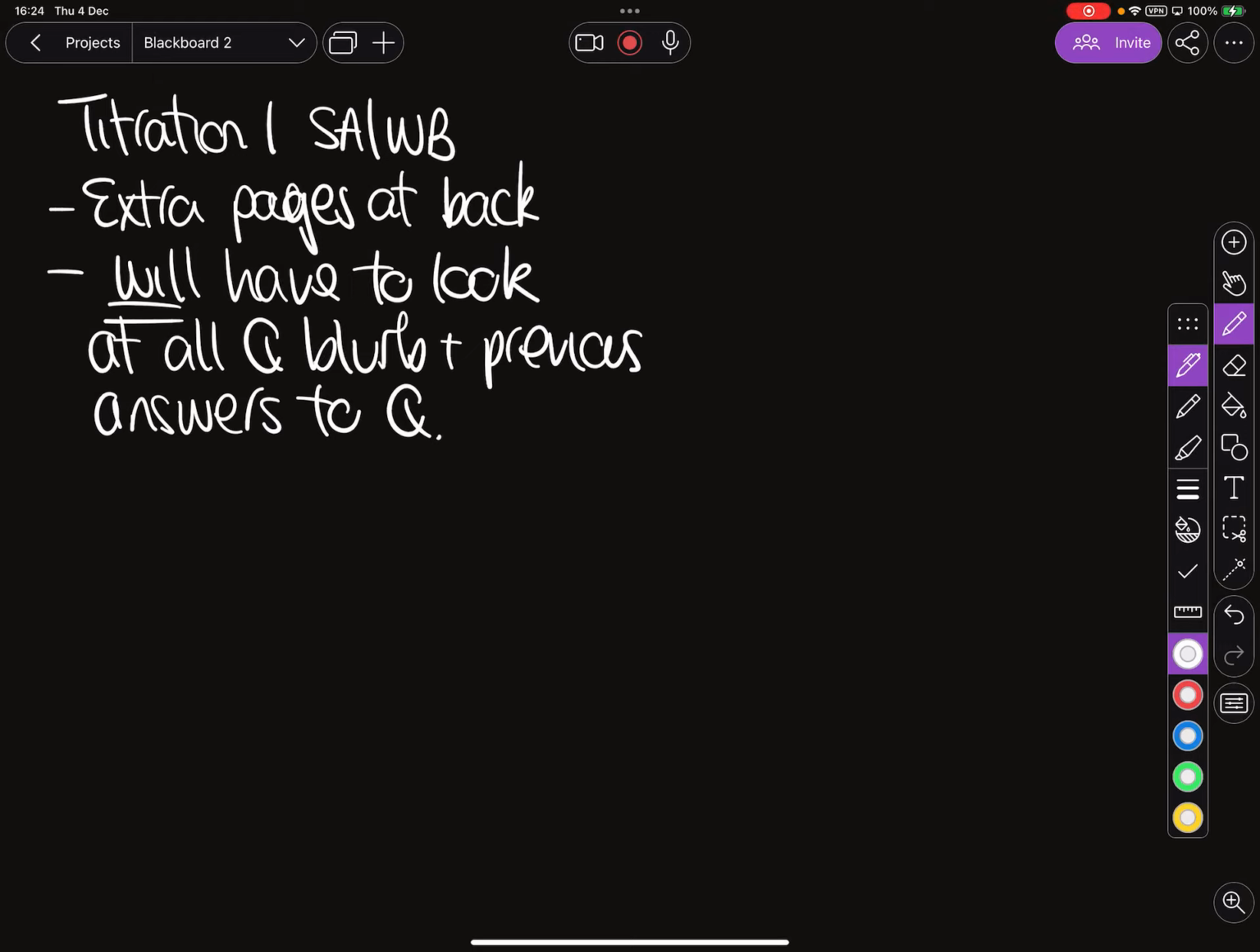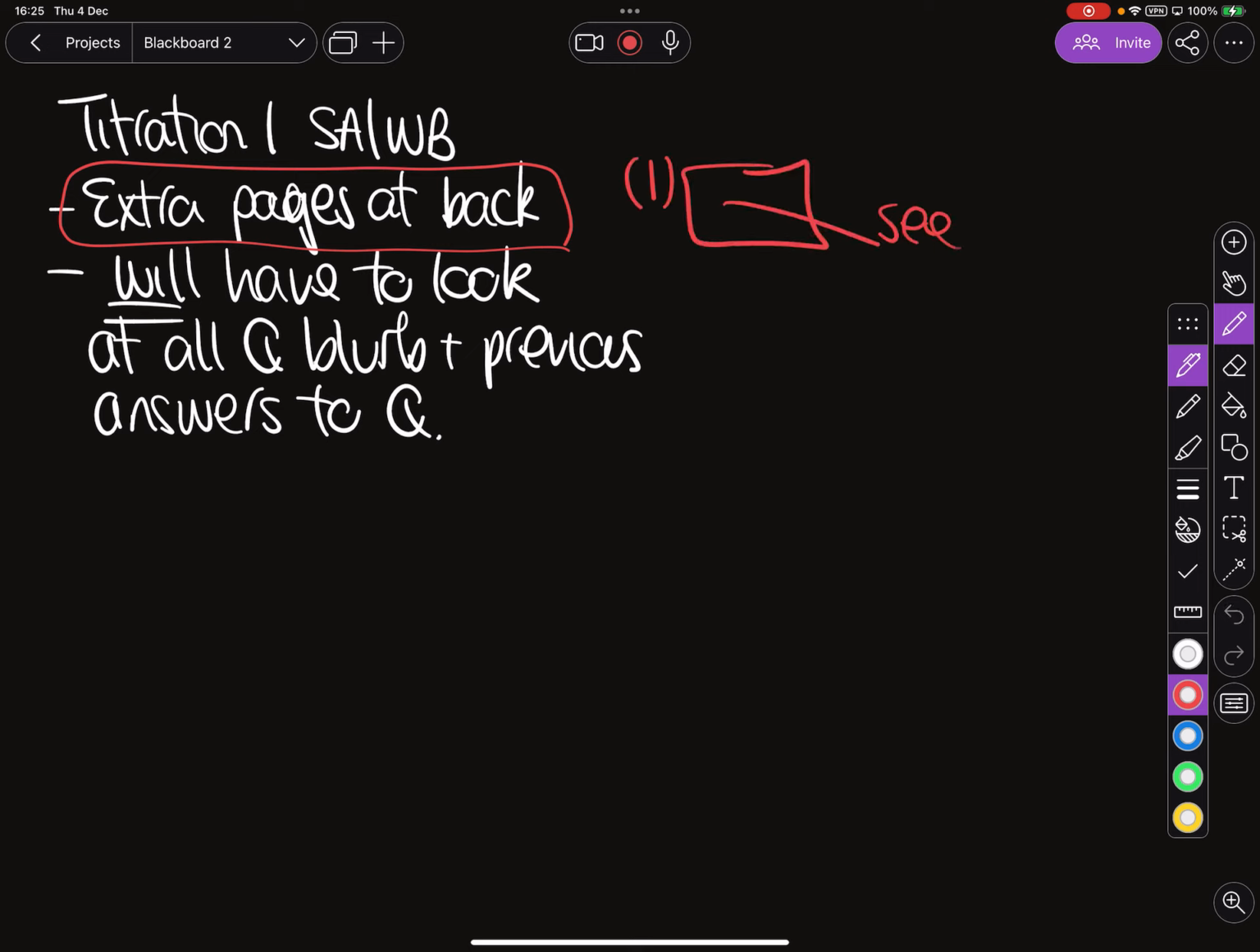This is the short version of titration maths. This is what I would be expecting you to do every time we give a question. As I say, I'm recommending that you do this in the extra pages at the back, and you can refer to it in a question. So if you have question 1 in a box, you can write, see extra pages at back.